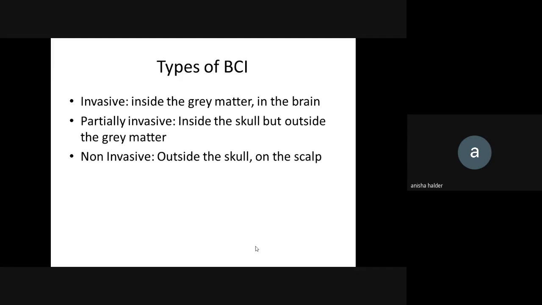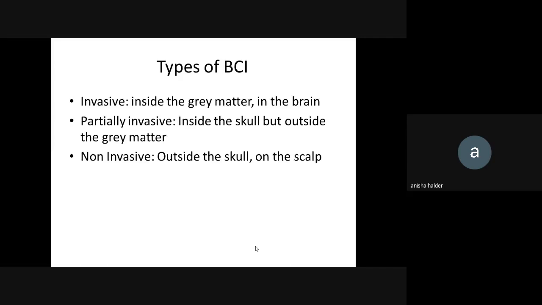And what is non-invasive? Here, for receiving any signal, the electrodes are placed just on your scalp, outside the skull. This is called non-invasive. So these are three types of brain-computer interface. If the electrodes are placed inside the gray matter, it is called invasive; inside the skull but outside the gray matter, partially invasive; and outside the skull, non-invasive.